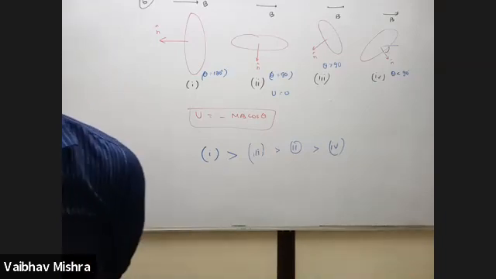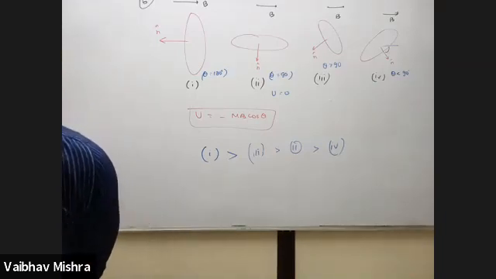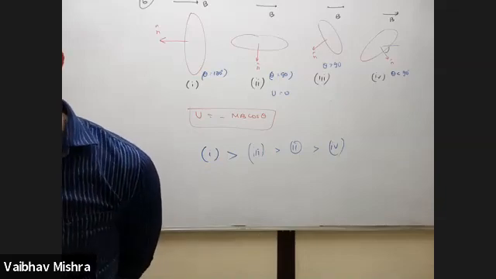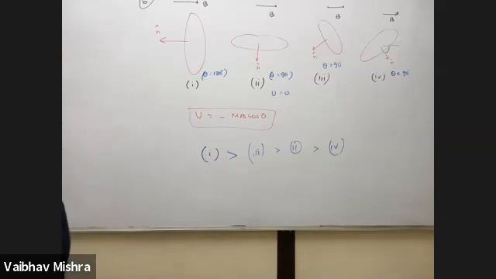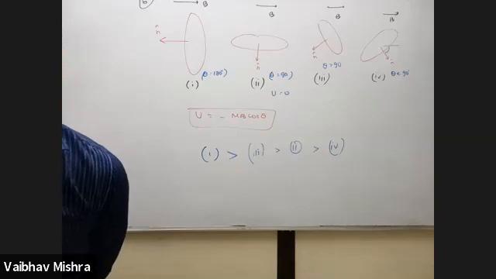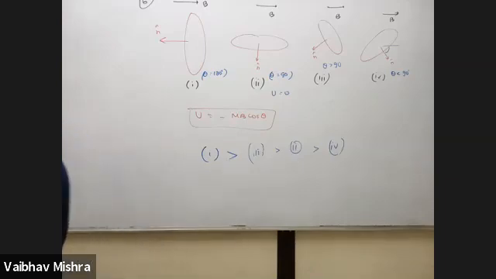Number 7. A conducting ring of mass 2 kg and radius 0.5 is placed on a smooth horizontal plane. The ring carries a current I equal to 4 ampere. A horizontal magnetic field B equal to 10 Tesla is switched on at time t equal to 0. Find the initial angular acceleration of the ring.